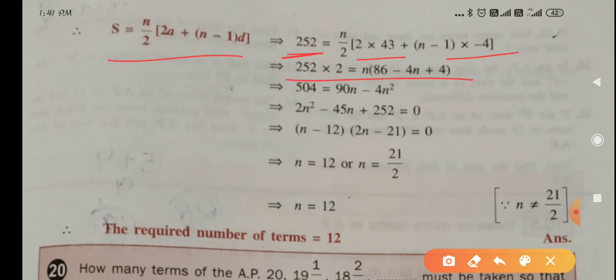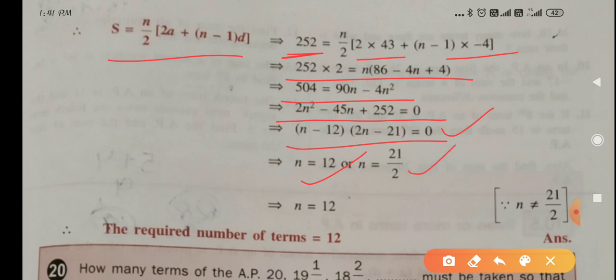Simplify it, and you will get 252 multiplied by 2 equals n into 86 minus 4n plus 4. More simplification: 504 equals 90n minus 4n square. Now it has become a quadratic equation: 2n square minus 45n plus 252 equals 0. Now factorize it with the help of the factorization method: n minus 12 into 2n minus 21 equals 0, so n equals 12, and one more value, n equals 21 upon 2.